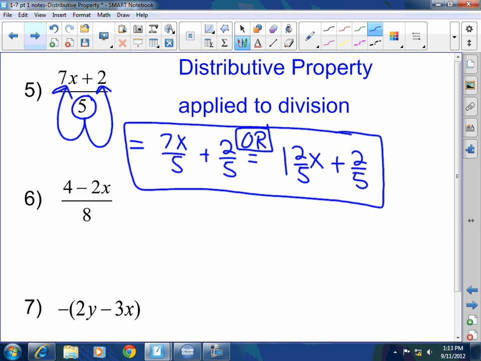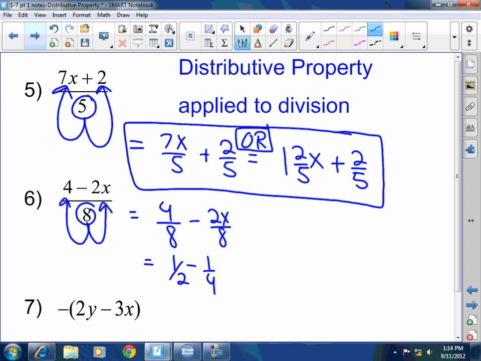For number 6, the 8 gets divided to the 4 and the negative 2x. So this is going to equal 4 over 8 minus 2x over 8, which is going to equal 1/2 minus 1/4 x. Does that make sense, gentlemen? Yes, sir. Okay, thank you.